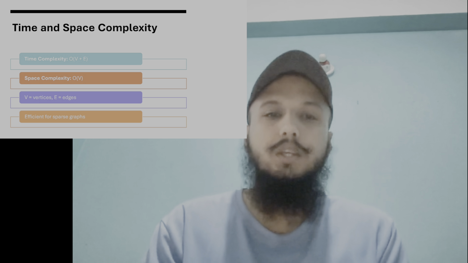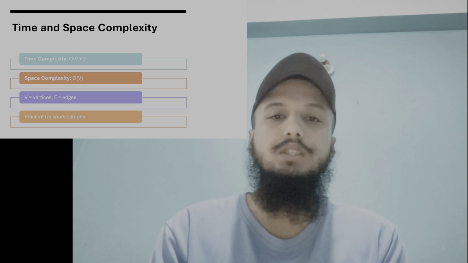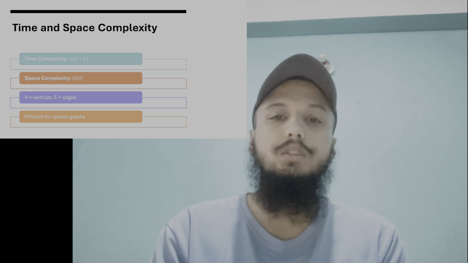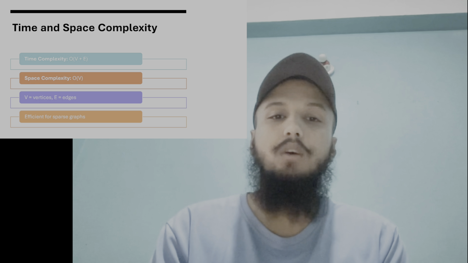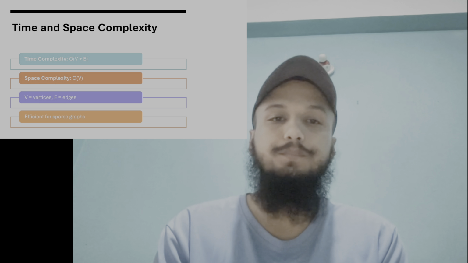Now I'm going to explain about time and space complexity of breadth first search. Now, let's talk about the efficiency of breadth first search. The time complexity of BFS is Ω(V + E), where V is the number of vertices and E is the number of edges. That's because BFS visits every vertex and inspects every edge exactly once in the worst case.